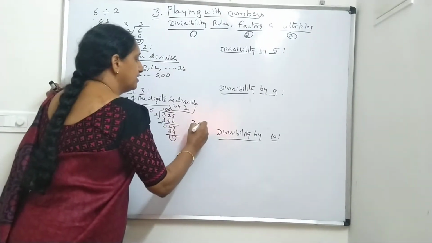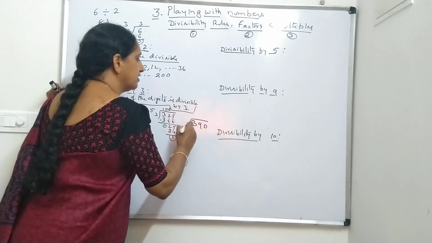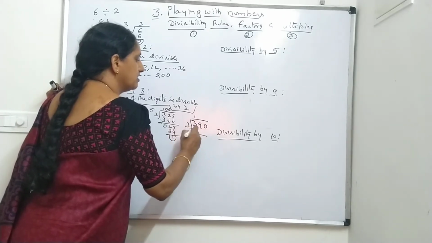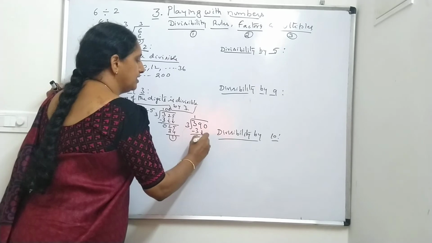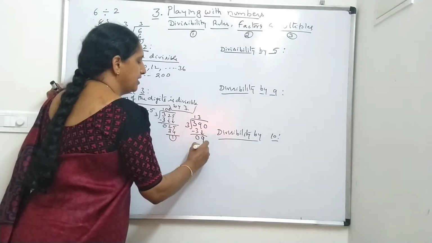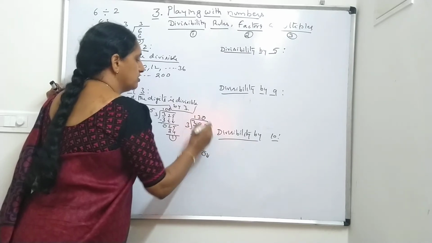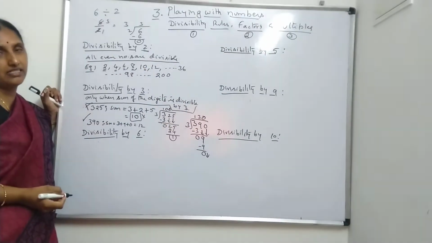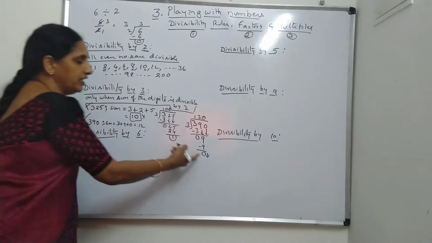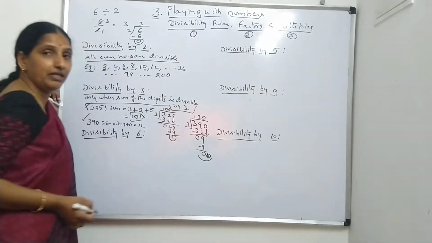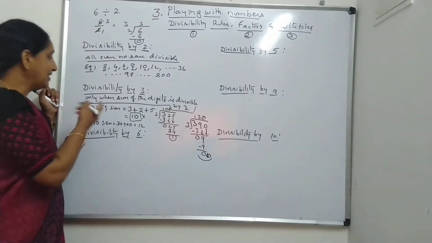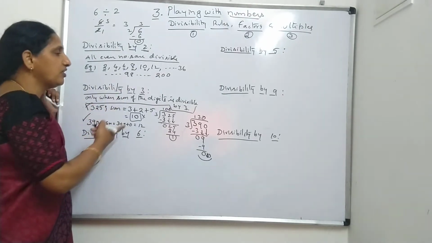Let us check it here. 390 by long division method. 3. 3 ones are 3. Subtraction 0. Descend 9 here. 3 threes are 9. Minus 0. Descend 0 here. So 0. So 130 is the quotient. The remainder here is 0. What is the remainder here? 0.